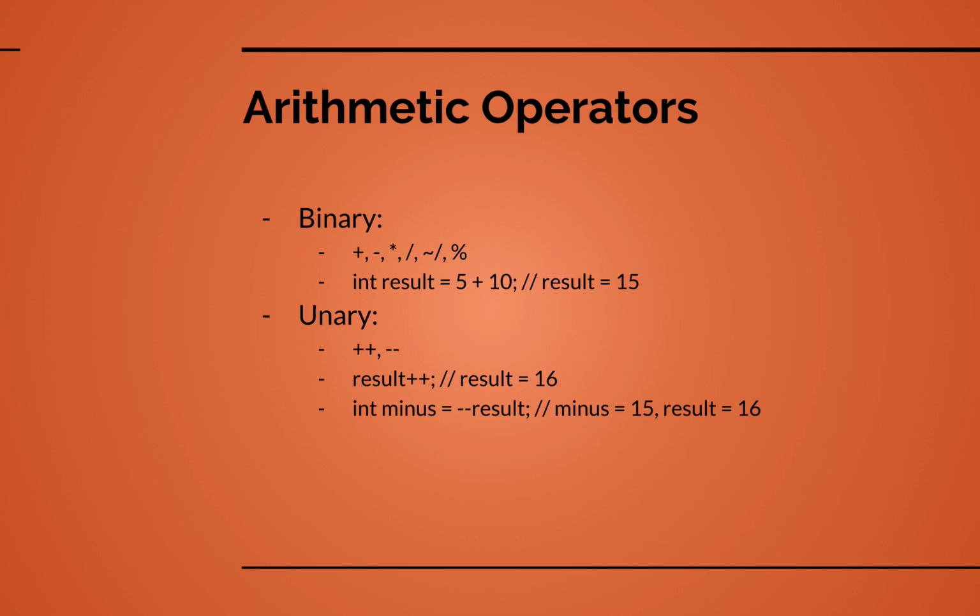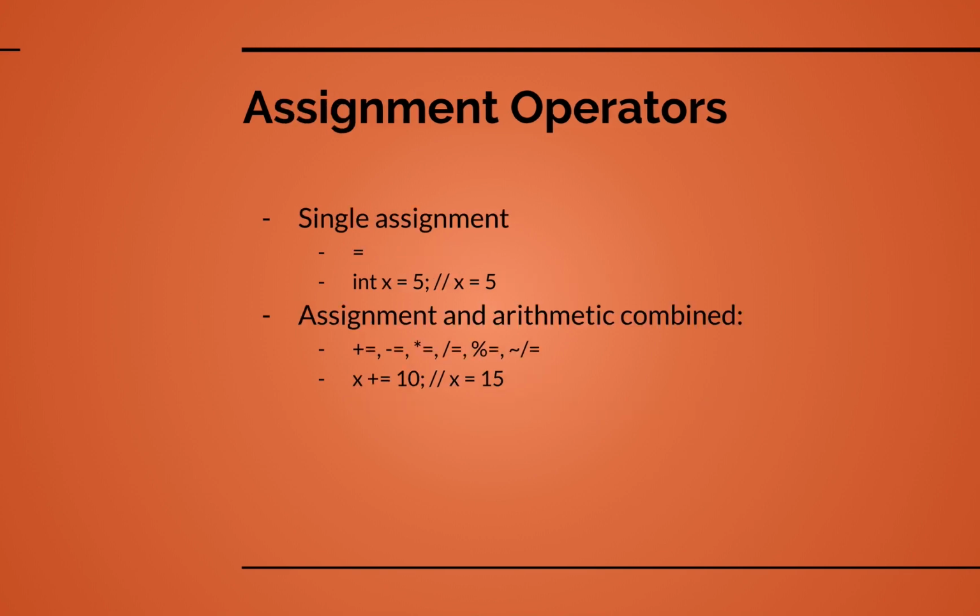However, if we put the plus plus or the minus minus before the variable name, that returns the result of that operation, but it doesn't actually change the initial variable. So for example, if result is now 16, and we create a new variable called minus, and we've stored the results of minus minus result in that, then result still keeps its initial value of 16, but minus is now equal to 16 minus 1, so 15. Okay, a bit easier to understand once we see examples in the code, so we'll be covering some of these again. Okay, next we'll move to the assignment operators.